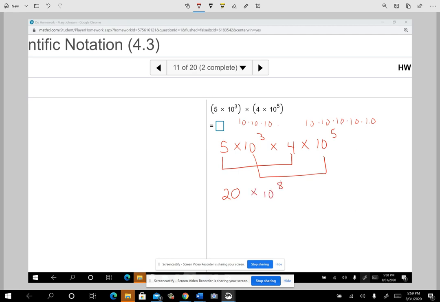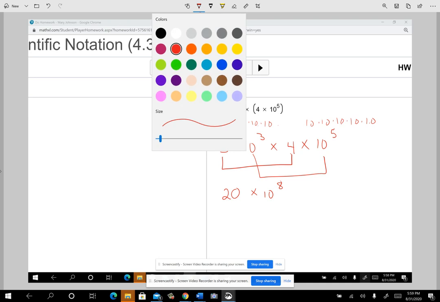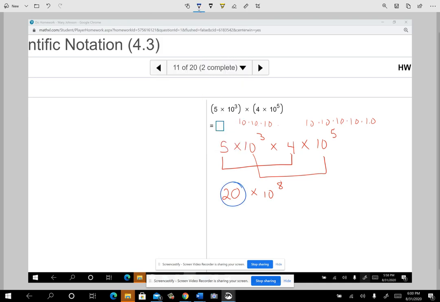All right, now after you've done all of that work, you're feeling pretty good about things. But if you put that in as your answer, you'd be incorrect. This is kind of in between. It's not scientific notation, and it's not standard notation. The problem is the 20 right here. It's too big. It's not between 1 and 10.